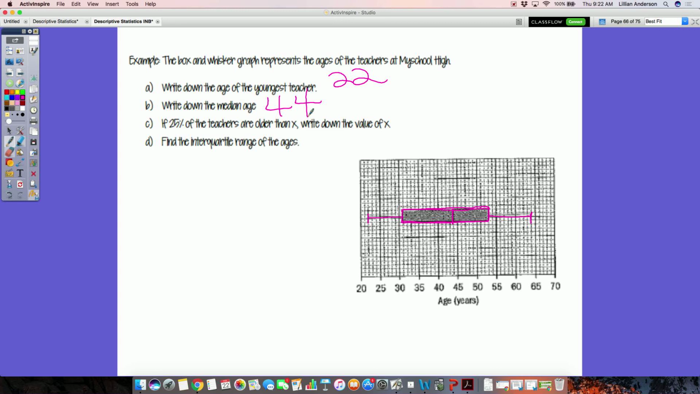Okay? Now it says that 25% of the teachers are older than X. Write down the value of X. Now, real quick, remember, the box and whisker splits everything up into 25%s. This was another write down, but it says if 25% of the teachers are older than a value, where is 25% of your data? What 25% of the data are they referring to?